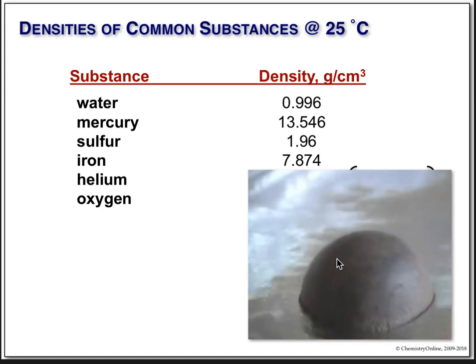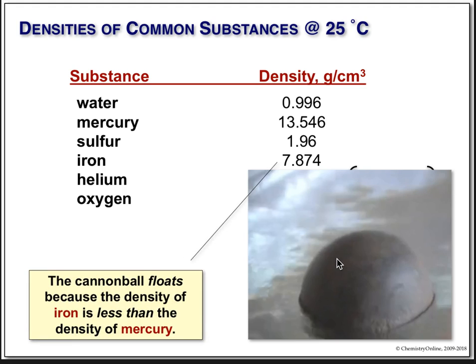Why is it floating? Density. The density of iron is 7.8. The density of mercury is 13.5. This is light, and it floats.